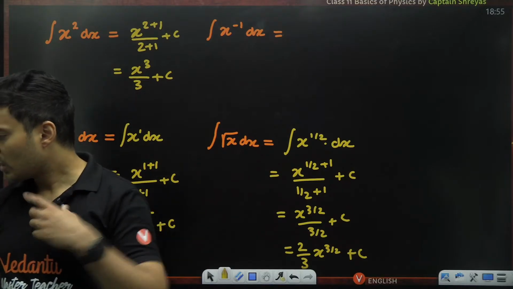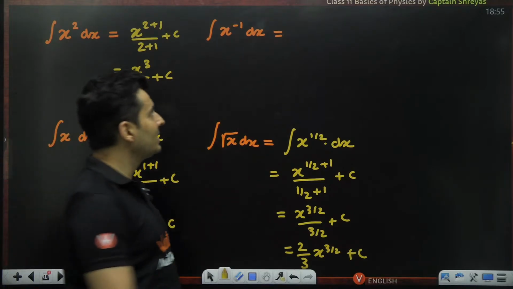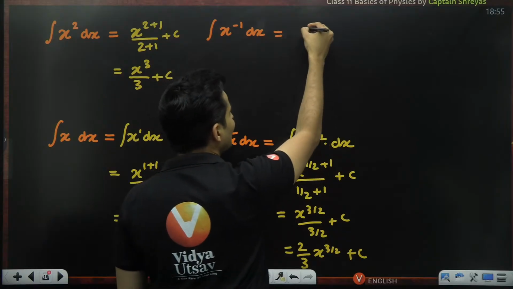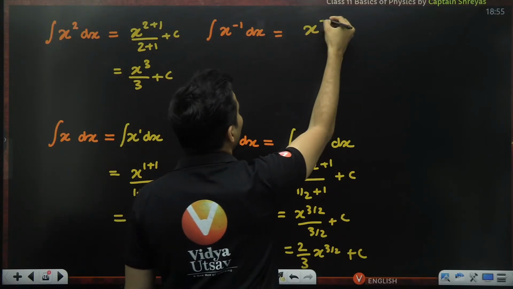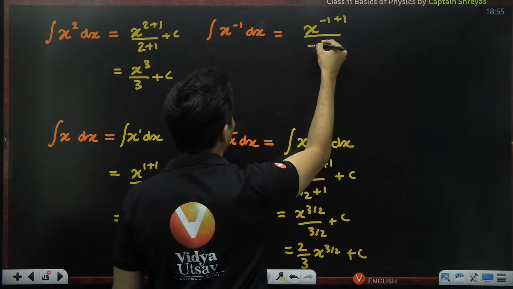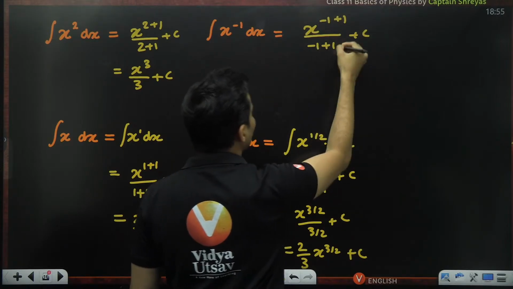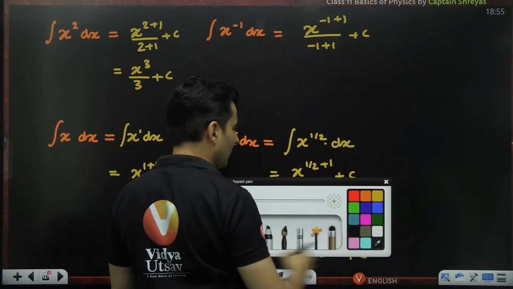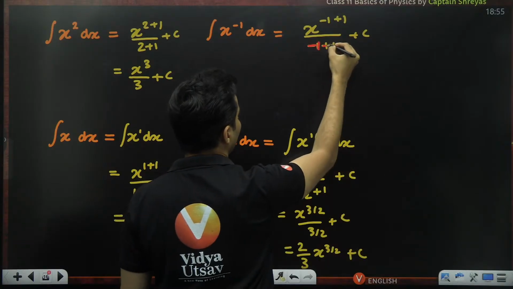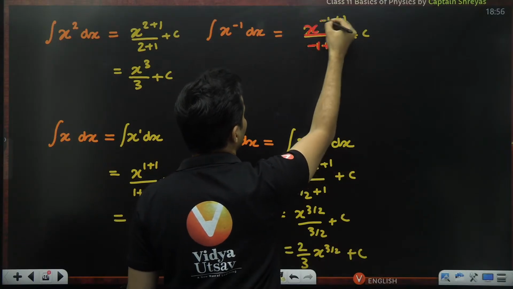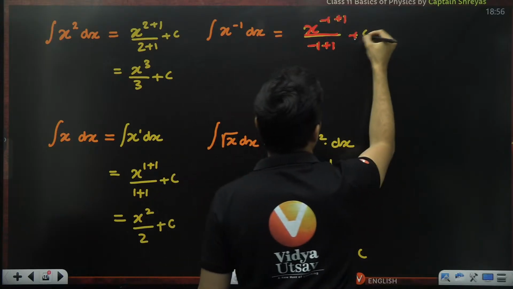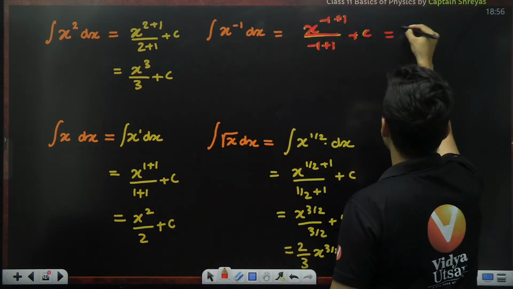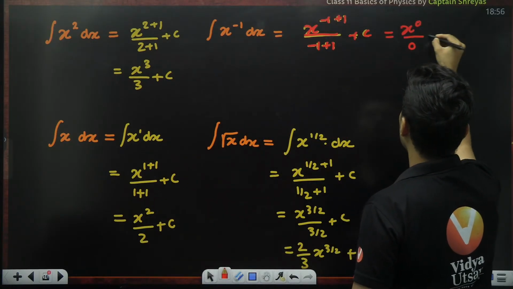But sir, what about this? A lot of you might be facing an issue if you use the x raised to n formula. Minus 1 plus 1 by minus 1 plus 1 plus c. This is 0, so there is a problem. The moment I do minus 1 plus 1, and here also minus 1 plus 1, and this is plus c, what will this be? This will be x raised to 0 by 0 plus c.